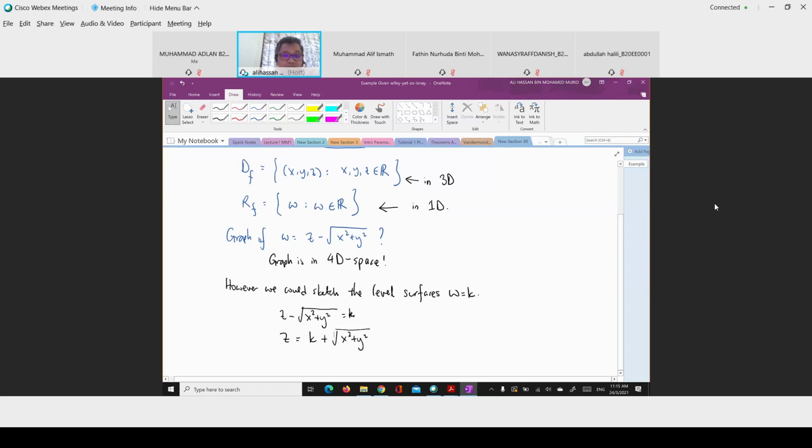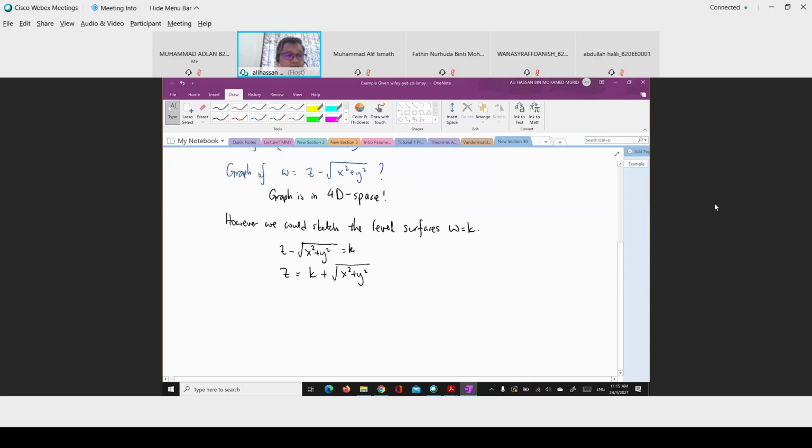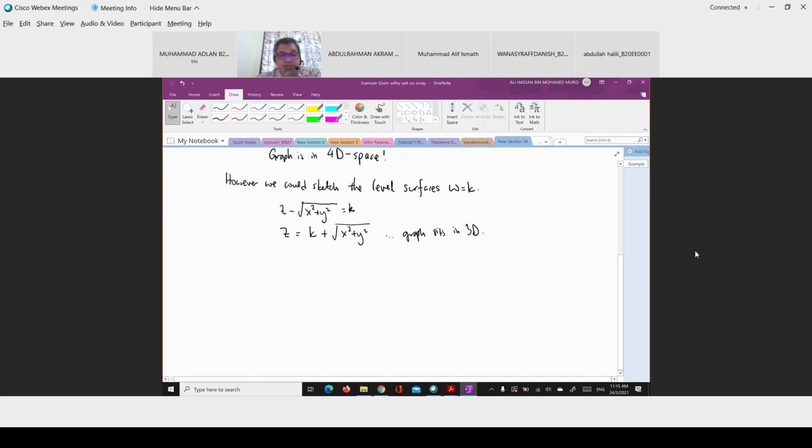All right, can you see this equation now? Yes. Okay. This is a graph, so the graph of this equation sits in a three-dimensional space, isn't it? Sits in 3D. However, we could sketch the level surfaces of the object for various values of k. And the level surfaces sit in the three-dimensional space.